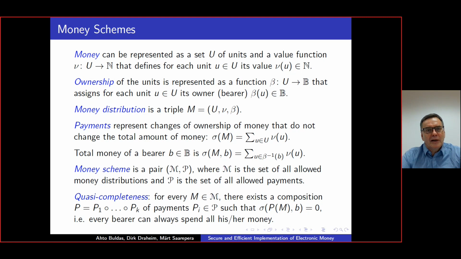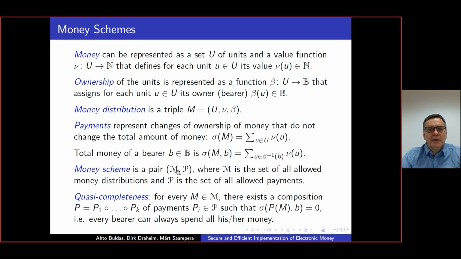Now, so far, we described the statics of the money scheme. Payments represent changes of ownership of money, so that the total amount of money, which is computed like here, where we go through all the units and add up their values, does not change. We don't look at the emission and redemption of money in this talk. And if B is a certain bearer, we can also compute the money of B by just adding up the values of all units that B owns.